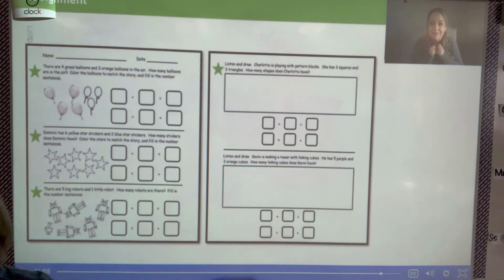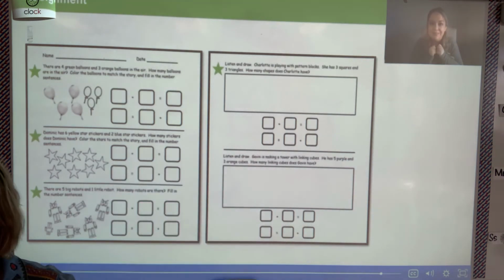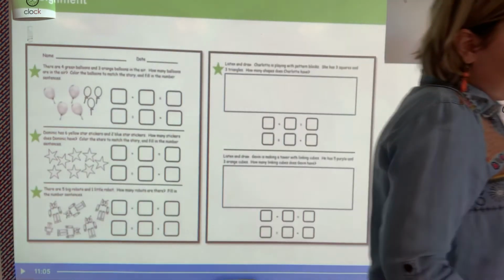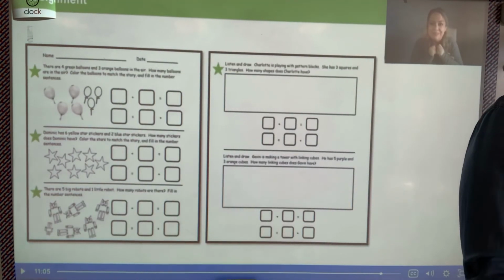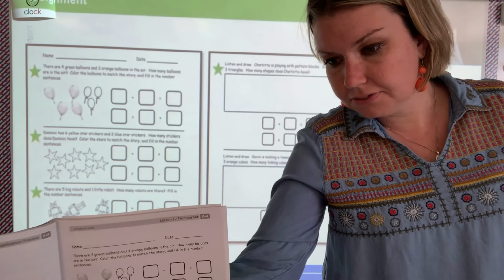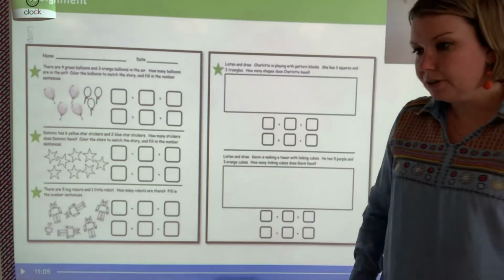So you can take your whiteboard, make it nice and clean, put the lid on your marker and move it to the side. Now we're going to get our math book back out and turn to page 73. It'll have balloons and stars on the front. I'm going to write the page number up here.